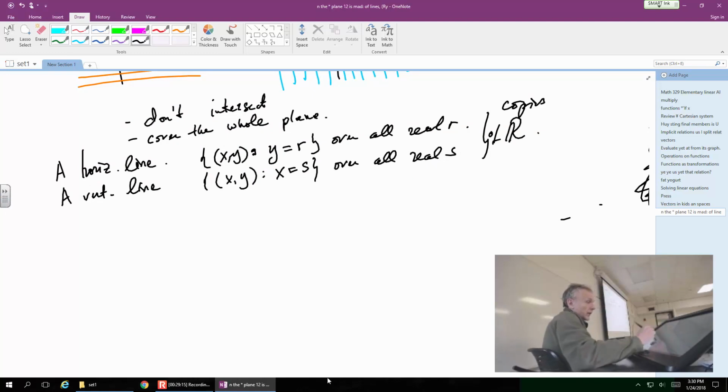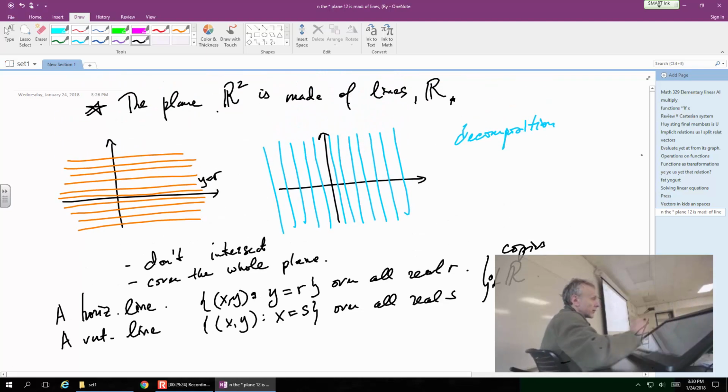Okay, now what would be if we climb to the next level? So the statement that we started with is this: the plane R2 is made of lines R. If we go to the next level, what's the analog?